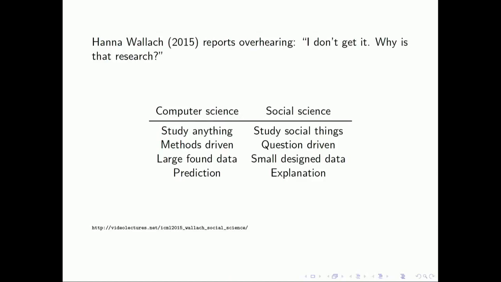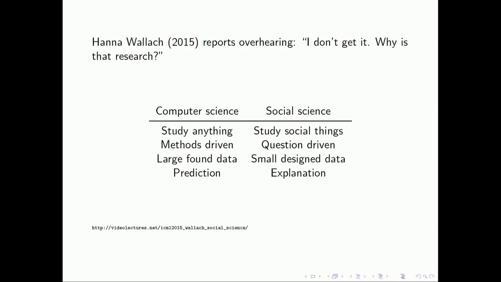And so Hannah has this nice way of thinking about these different styles. Social scientists generally study social things. It's generally question-driven, like they care about the actual research question, not necessarily so much about the methods. It usually uses small designed data sets. And it's generally focused on explanation, which is hard to know exactly what that means, but the goal is to understand something. And she says computer scientists generally study anything. Some computer scientists maybe do biology and social science and neuroscience, like we'll do whatever. Methods driven, so the question is maybe less important than the method. Often using found data, and often focused on prediction, not explanation.